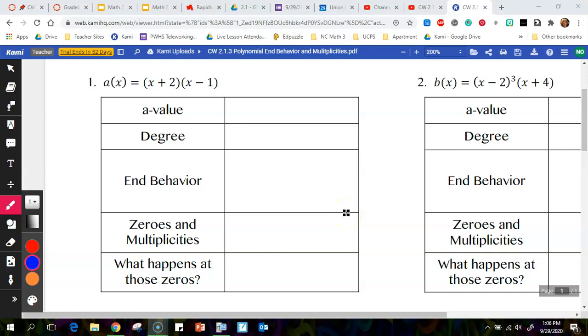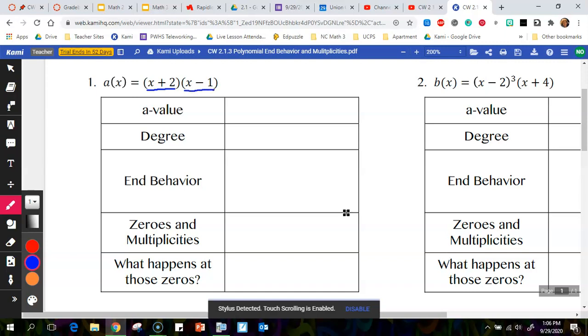Hello, Math 3 students. You should have just finished the notes for this lesson, 2.1.3. This is on polynomial functions in behavior and what we call multiplicities. Multiplicities are just how many times a factor shows up. Okay, so just by way of review, these things right here in parentheses, these binomials, these are called factors.